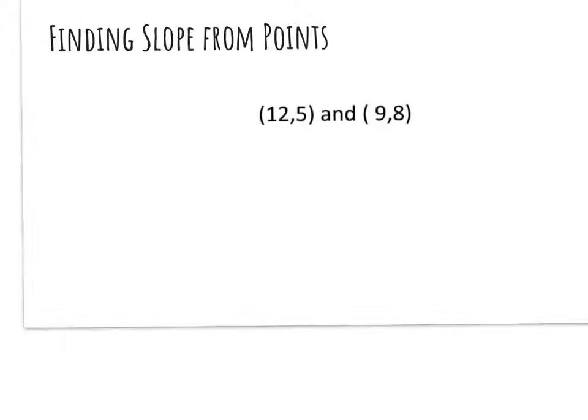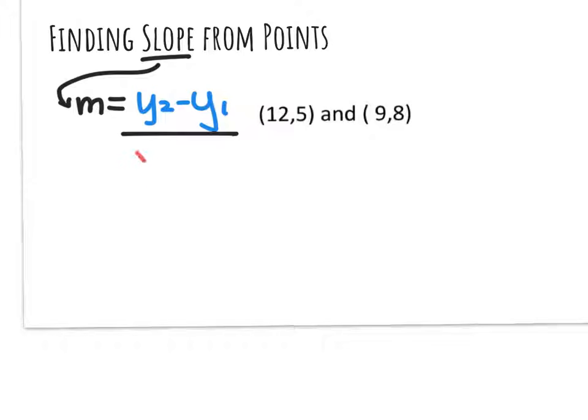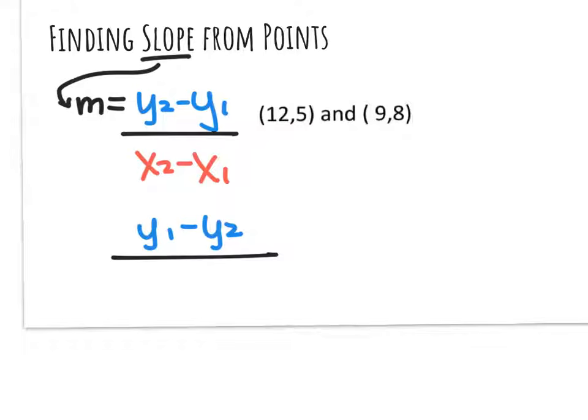So now we've talked about how to find slope from a graph and how to find slope from a table. Now we're going to talk about how to find slope from 2 points. Remember that slope is m, okay? And the formula to find slope of 2 points is y2 minus y1 over x2 minus x1. It could also be y1 minus y2 over x1 minus x2.